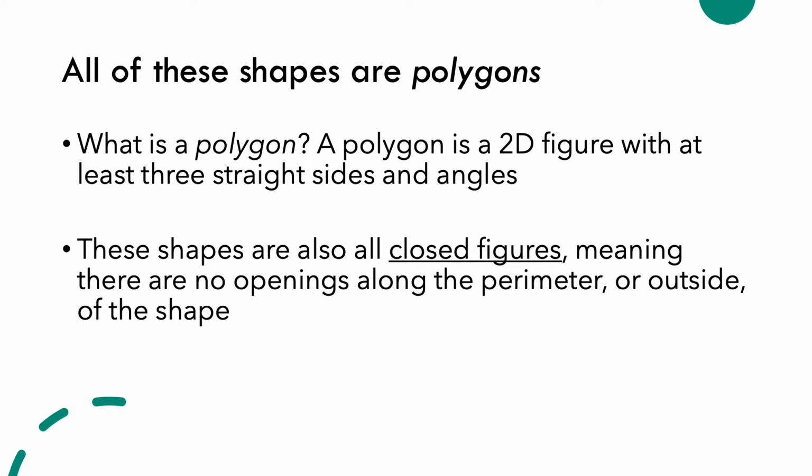Now, what's special is all these shapes are polygons except for our circle. Well, what is a polygon, you ask? A polygon is a two-dimensional figure with at least 3 straight sides and angles. These shapes are also all closed figures, meaning there are no openings along the perimeter or the outside of the shape.